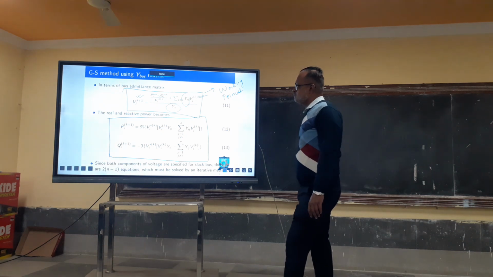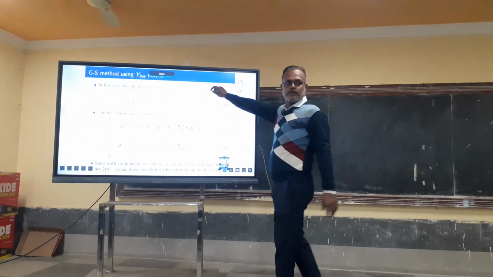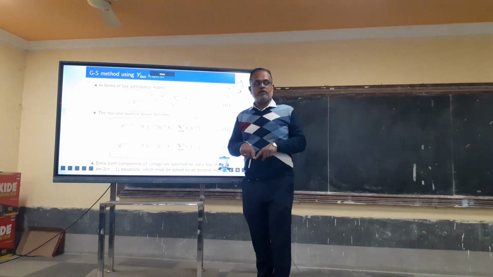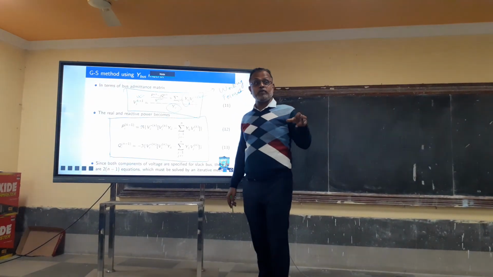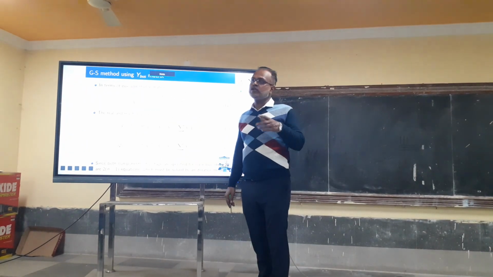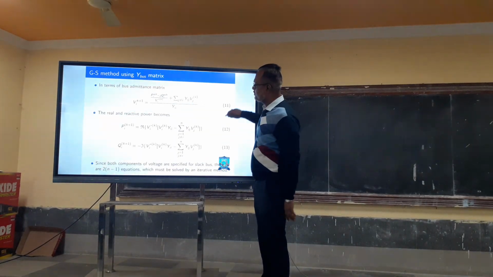You see one or two problems. Only write this formula and highlight it boldly. This is what will be required for solving the problem. In the exam, you will be asked problems on Gauss-Seidel, not on Newton-Raphson or fast decoupled. Newton-Raphson is only theory. But for this, one problem will be asked, at least for the first iteration.